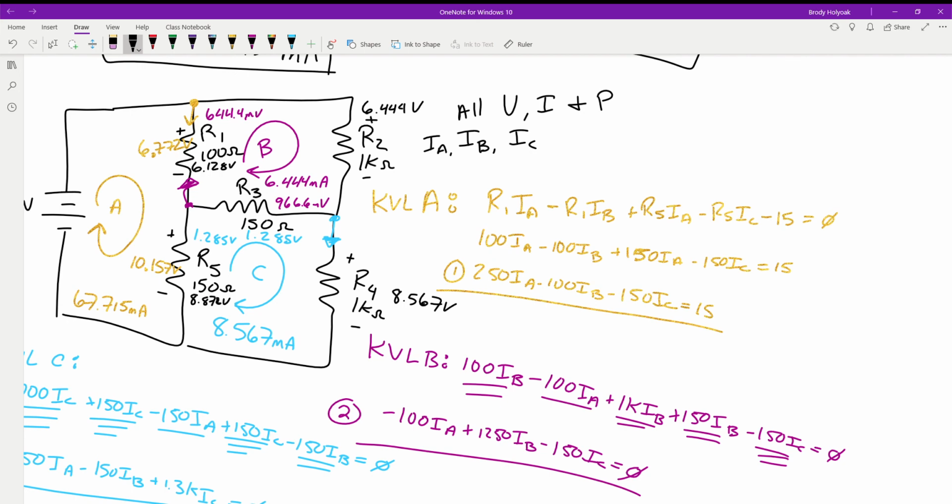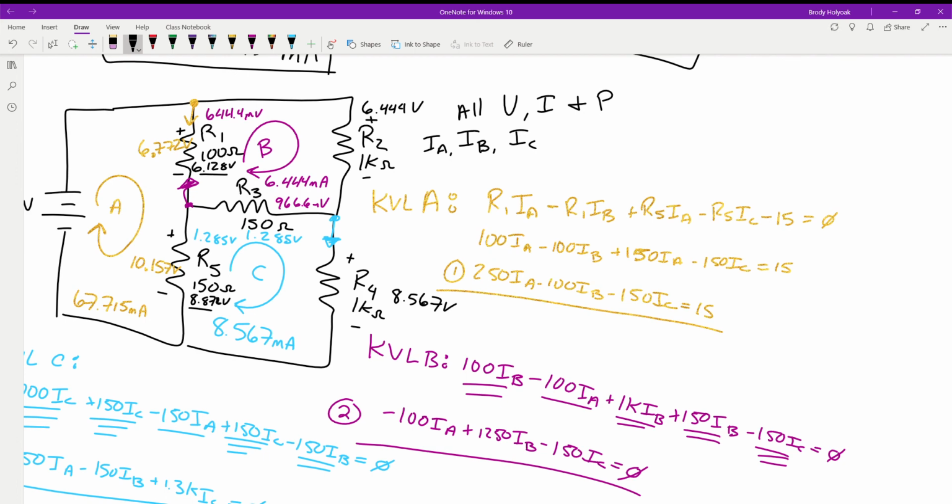Now again, what do we get when we add R1 and R5 together? We get 15 volts. So now we can make another loop here to double check our answers. We have this voltage, we have this voltage. Together, those add up to exactly 15.